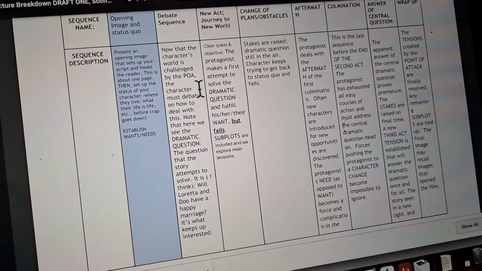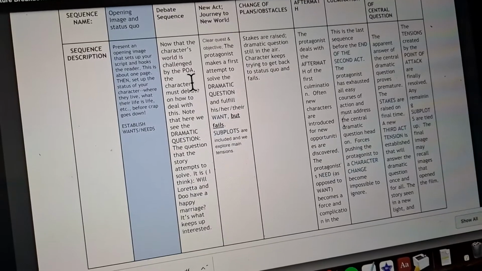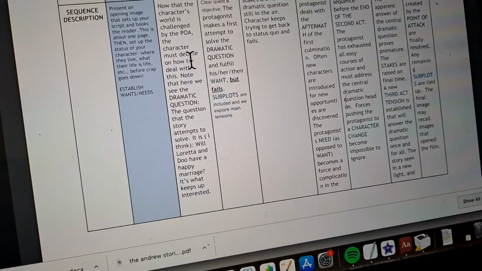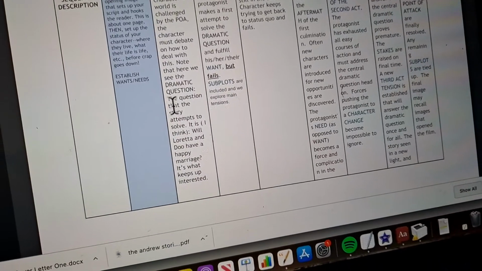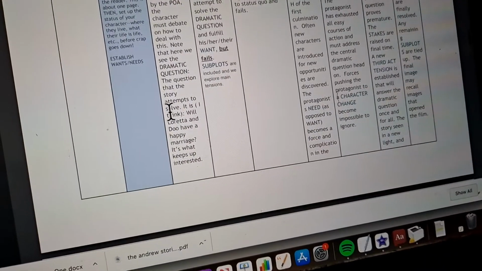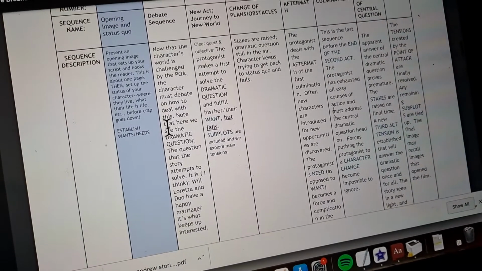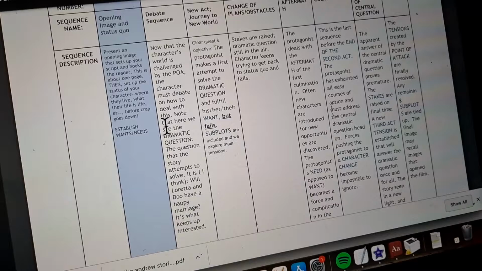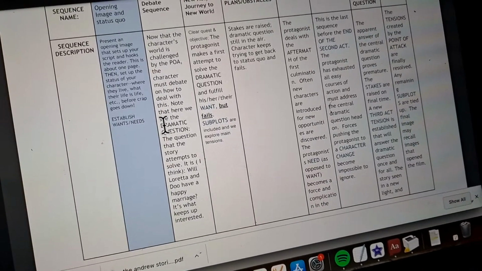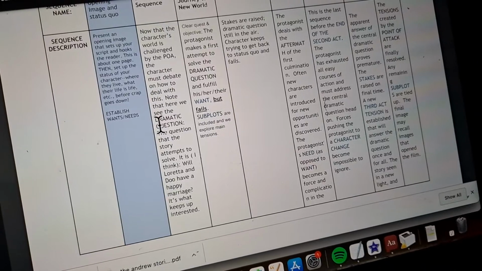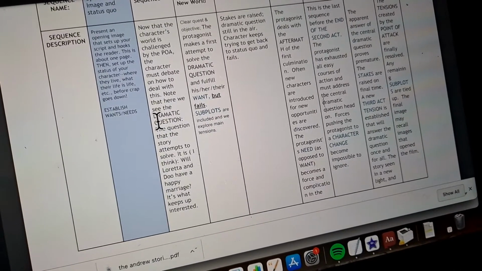At some point with the status quo, the character has to debate on what they will do and how they will react and what their choices are, and you kind of want to raise the stakes. The dramatic questions raised here, so with Back to the Future, it will be like, will Marty be able to solve whatever in the past? I can't even remember. Or will he be able to go back to the future? I'm not sure. Whatever he was there for, will he be able to solve it?